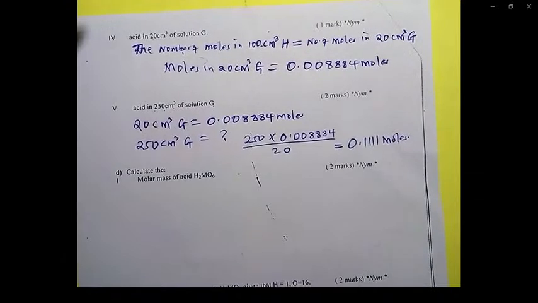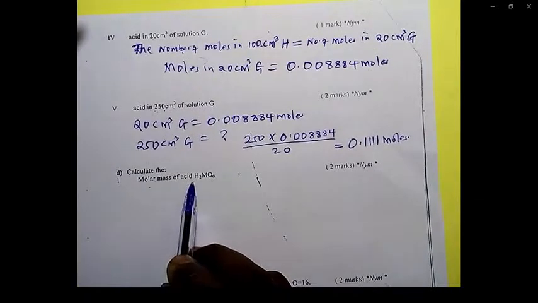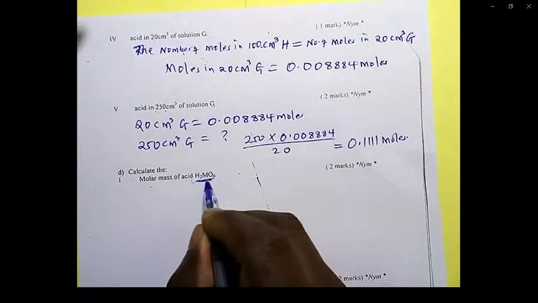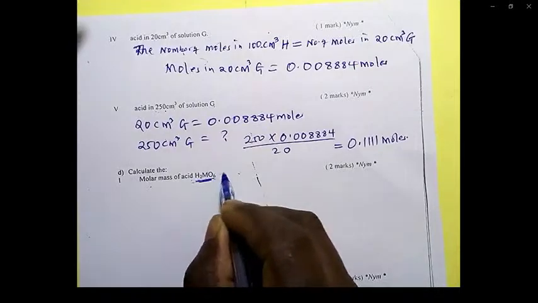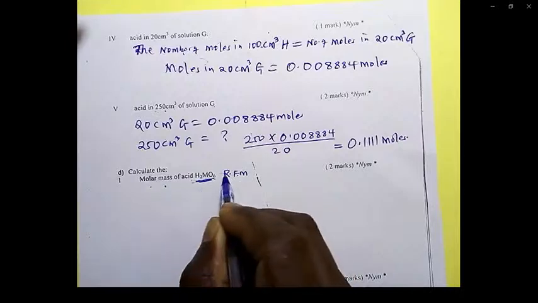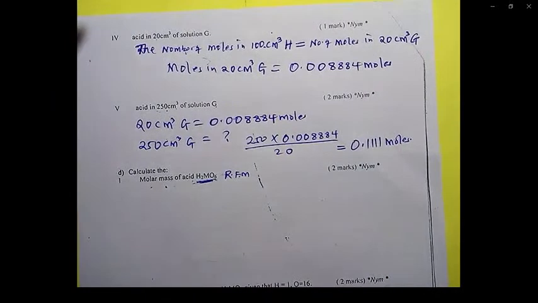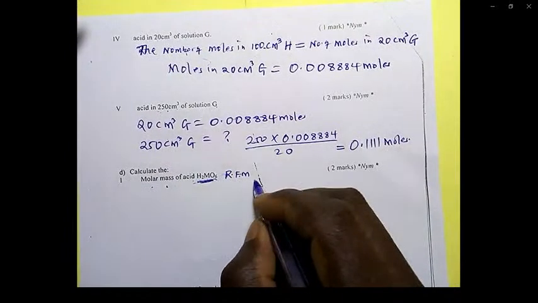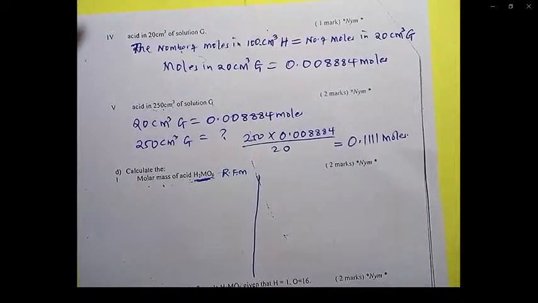Right, next one is calculate the molar mass of the acid, the molar mass of G. You want to calculate the molar mass of this. Molar mass is actually the same as RFM. So we want to calculate the RFM. I want to approach this one in two ways. You will pick the one which is easier, but the first one is going to be very simple.